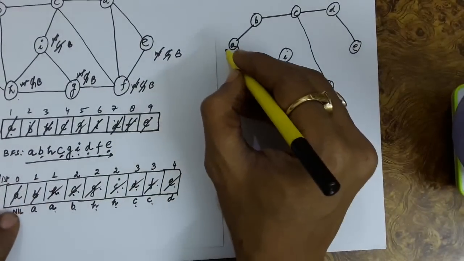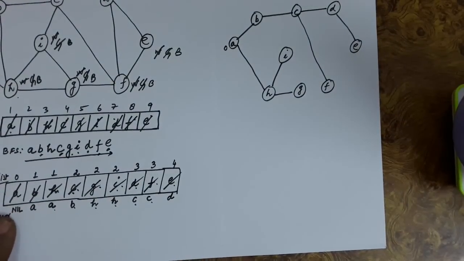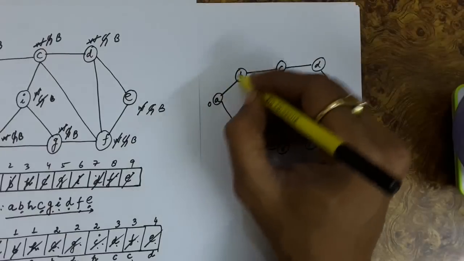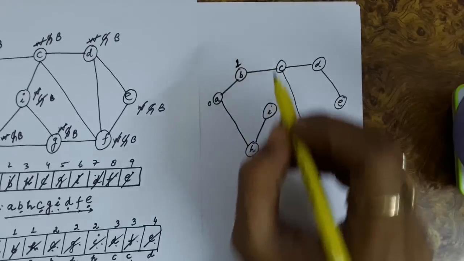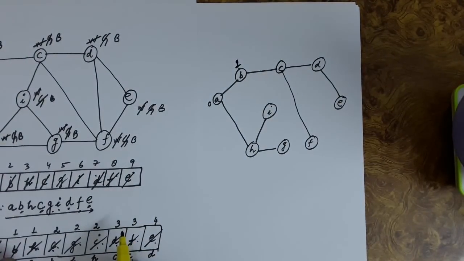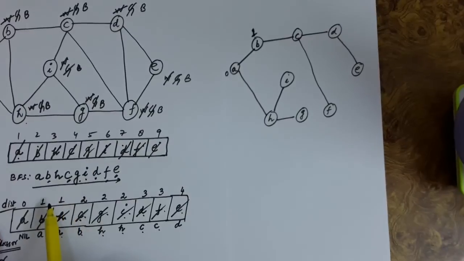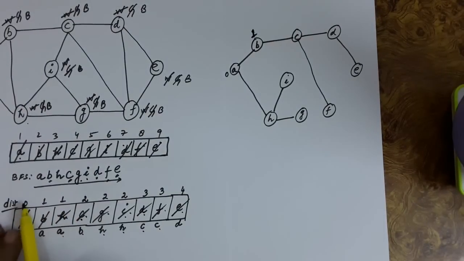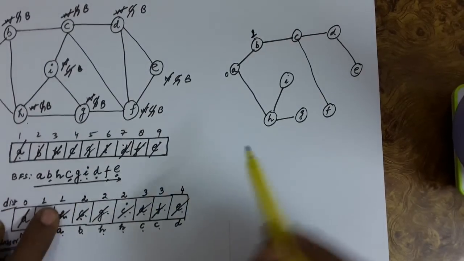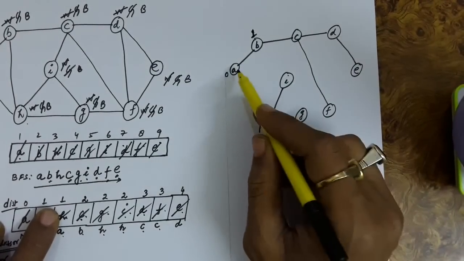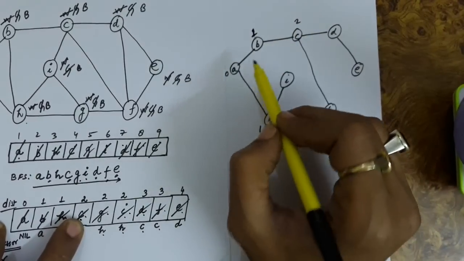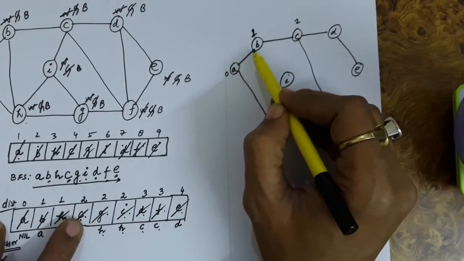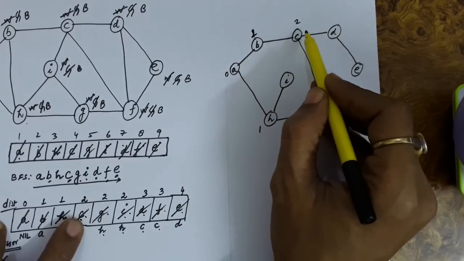Fine. Now see, distance of root to root is 0. Distance of A to B is 1. Why 1? Because there is only one edge involved in between. Distance of A to A is 0, A to B is 1, A to H is 1. Only one edge is involved from A to H. For C it is 2. You can reach from A to C by this path: A to B, then B to C. 2 edges are involved. So the distance is 2.